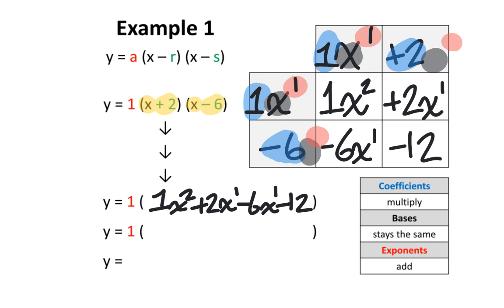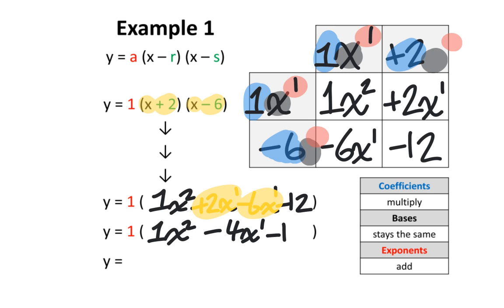At this point, you want to look for like terms. Remember, like terms have the same base and the same exponent. These two terms would be like terms. When we combine these like terms, we're going to get negative 4x to the power of 1. Remember, the bases are going to stay the same and the exponent is going to stay the same as well. This 1x to the power of 2 is going to stay the same since we haven't done anything to it. And this negative 12 is also going to stay the same since we haven't done anything to it as well.